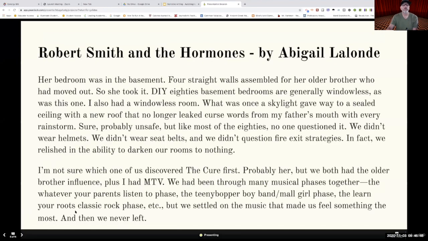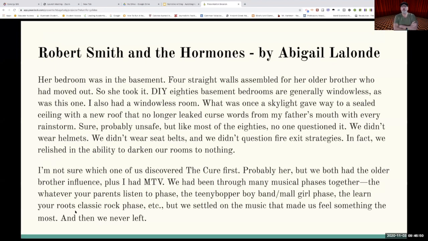So her bedroom was in the basement. Okay, simple sentence. Four straight walls assembled for her older brother who had moved out. So she took it. Right? So already we don't have terribly complex sentences. They're simple, and we know that we're in this basement bedroom.